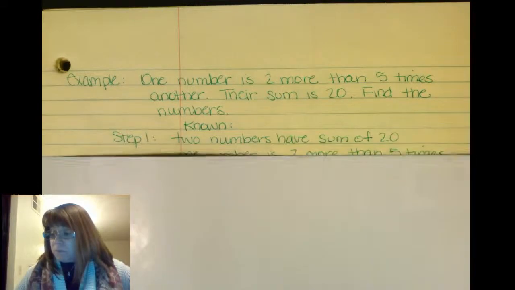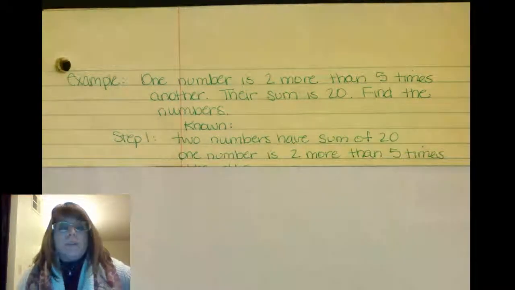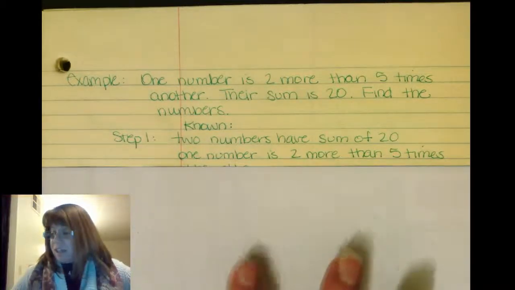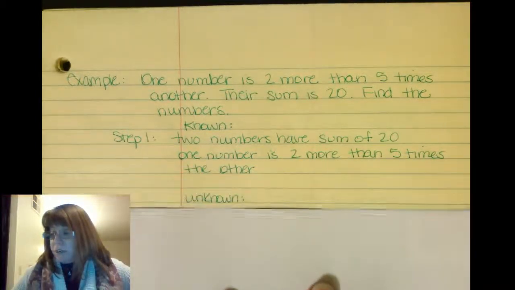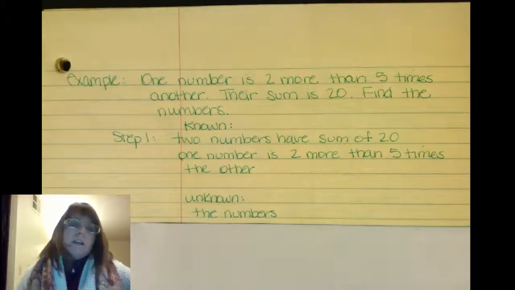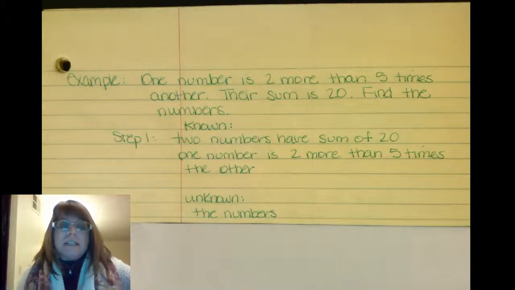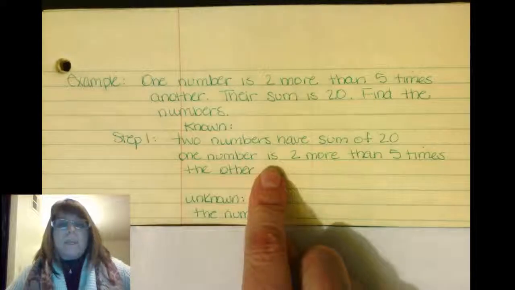So here's what we know. We know that 2 numbers have the sum of 20. We know one number is 2 more than 5 times the other. Here's what we don't know. The numbers. I know it's not exciting, but this is everything that we know and everything that we don't know.